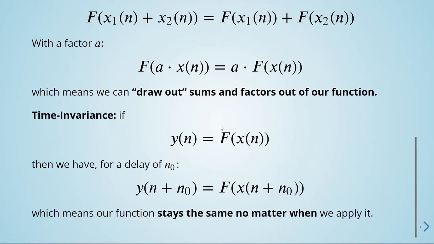So if y of n is equal to the filtering function of x of n, then for a delay of n0, y of n plus n0 will be the same as filtering our signal x at time n plus n0, which means that our function stays the same no matter when we apply it.